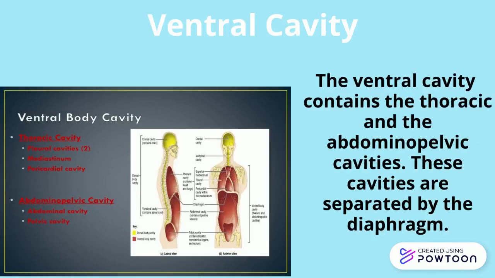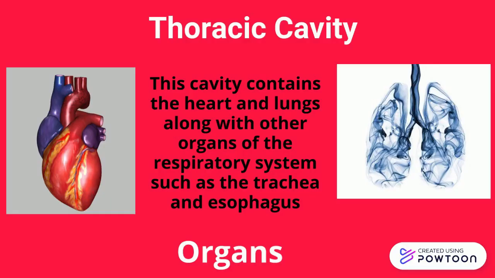The first cavity is the ventral cavity. This cavity contains the thoracic and the abdominal pelvic cavities. These cavities are separated by a large muscle known as the diaphragm. The thoracic cavity is part of your upper torso. This contains your heart, lungs, along with other organs of the respiratory system, such as the trachea and esophagus.